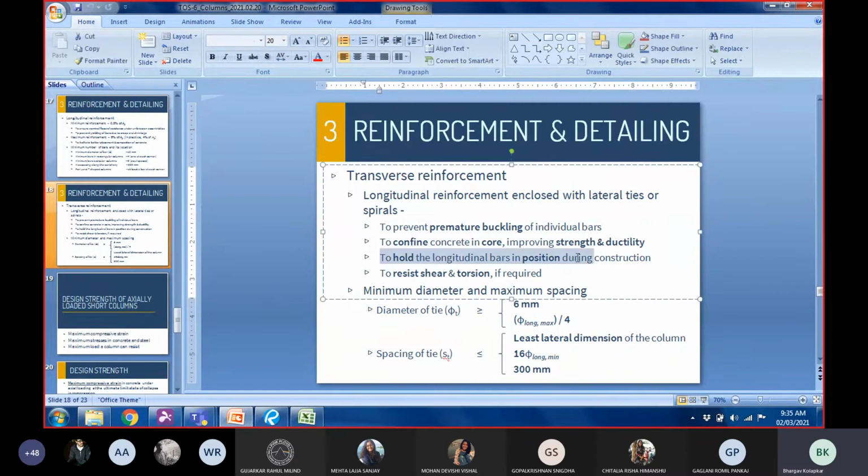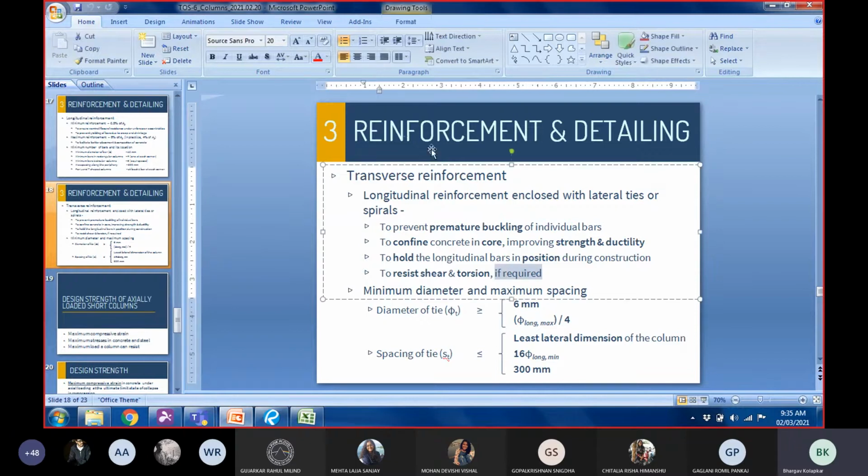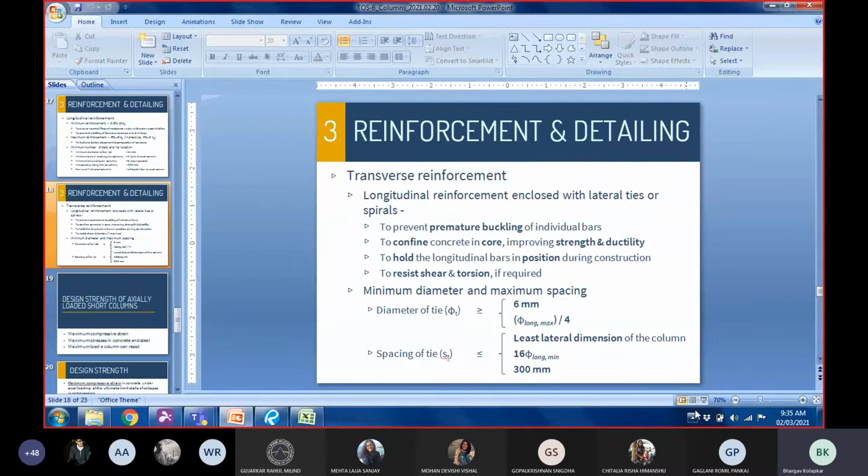Then a practical reason is to hold the longitudinal bars in position during construction. If you have happened to visit a construction site, you must have seen bars coming out of under construction columns, and there are always ties around. So these ties hold the longitudinal bars in position during construction. And finally, if required, the transverse reinforcement resists shear and torsion.